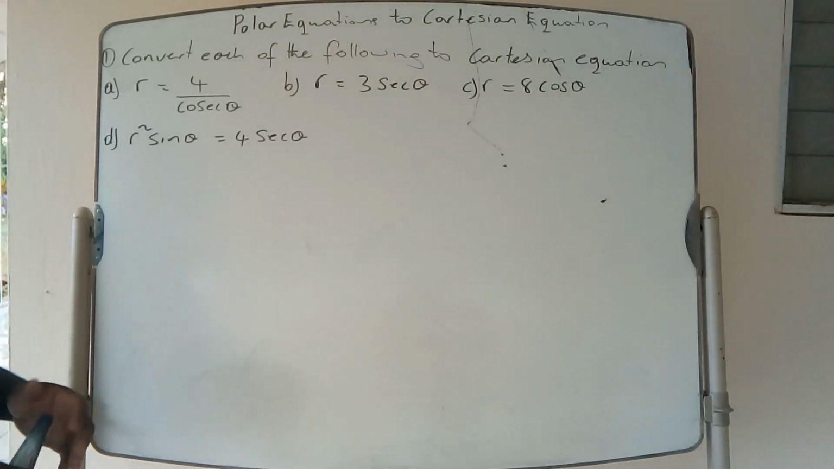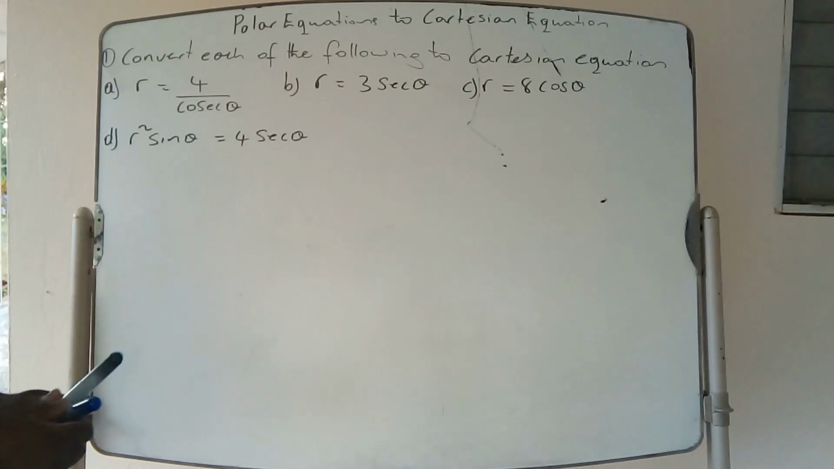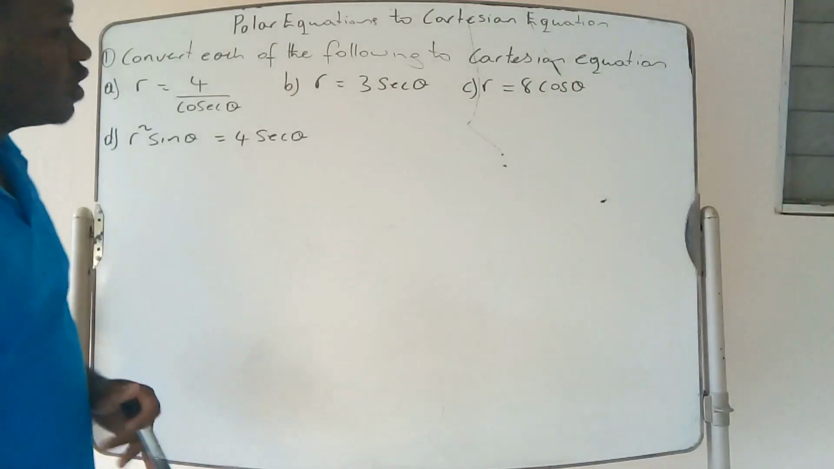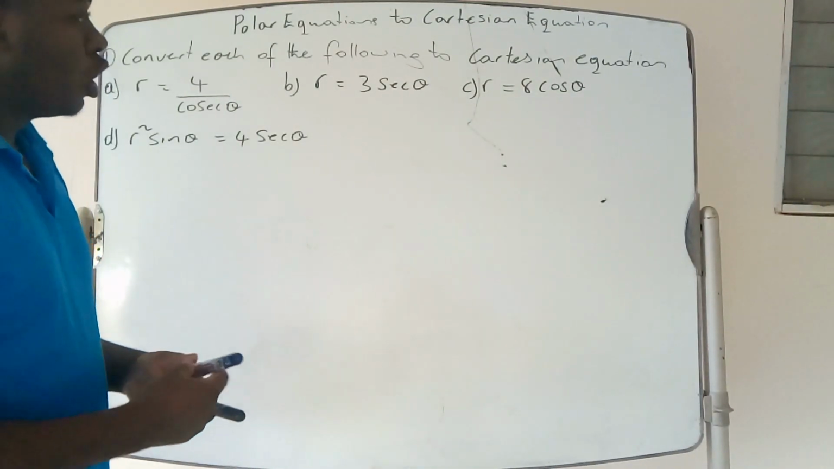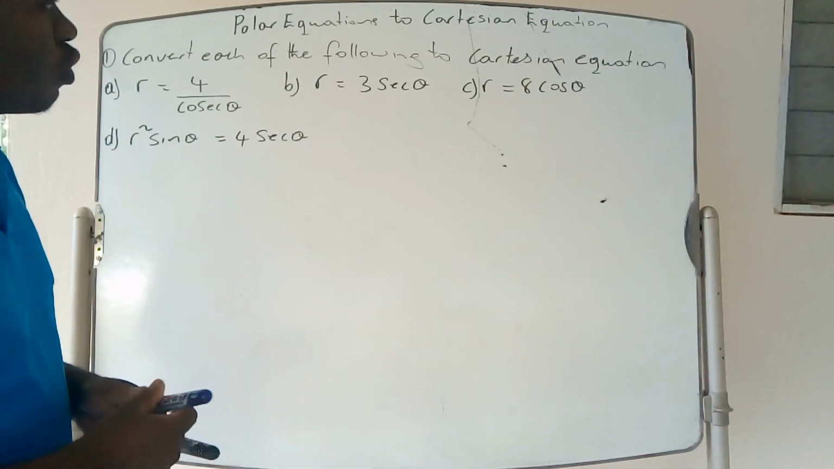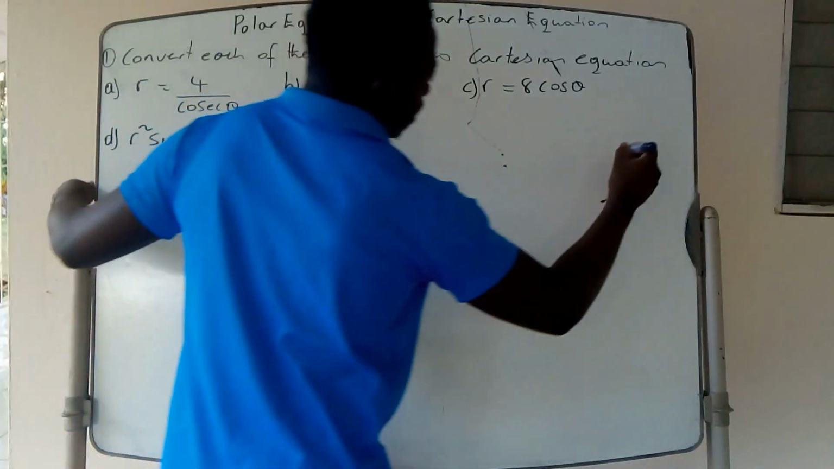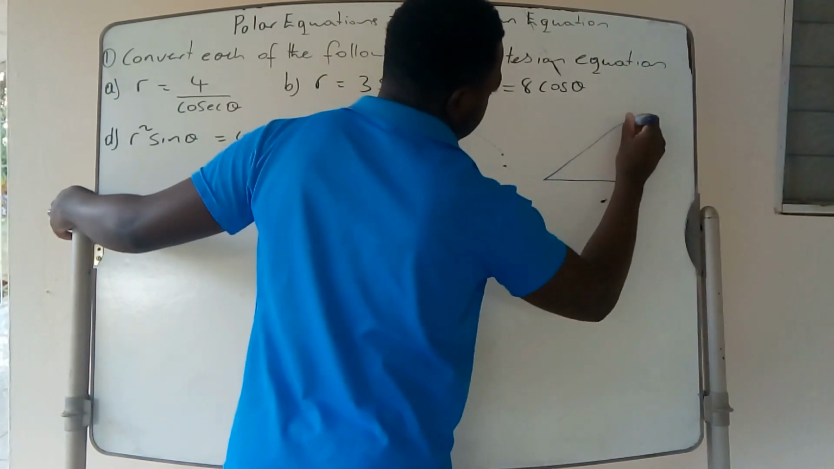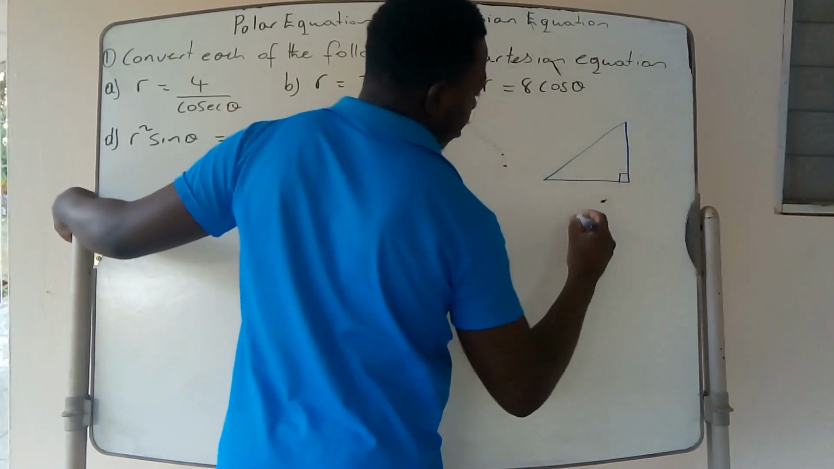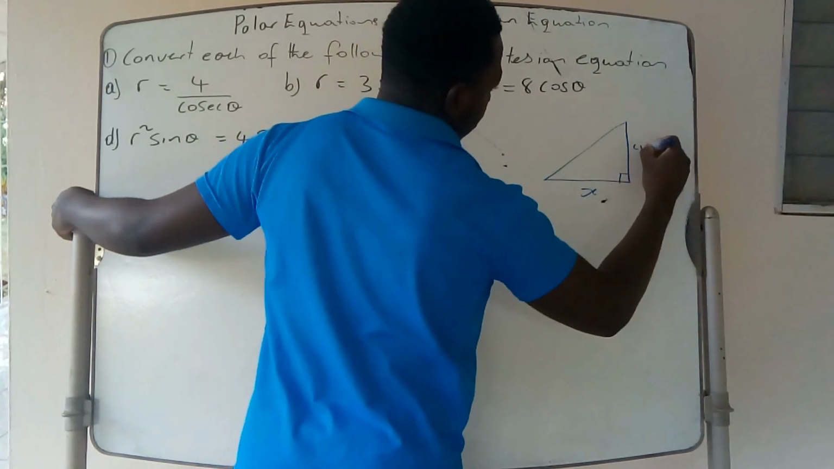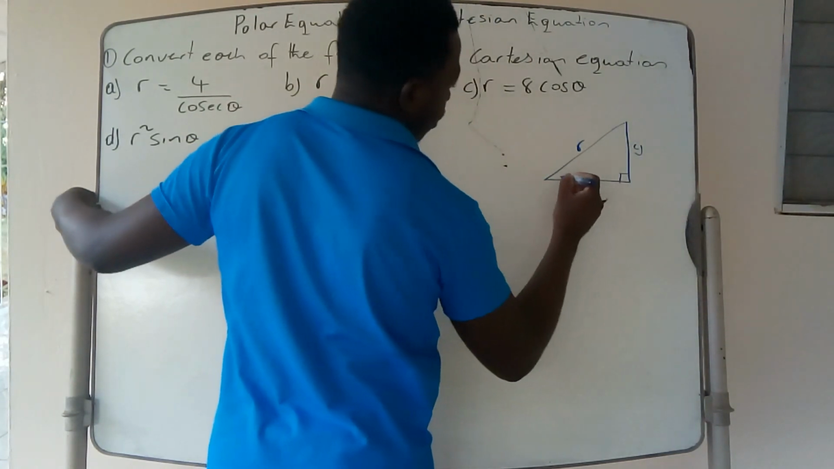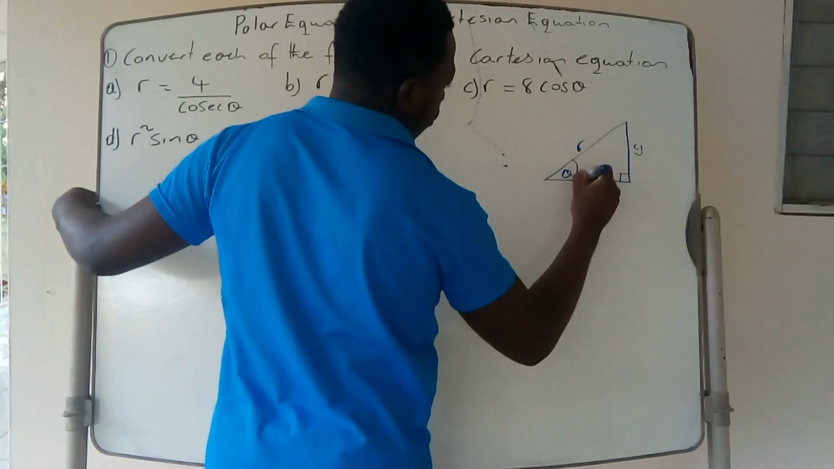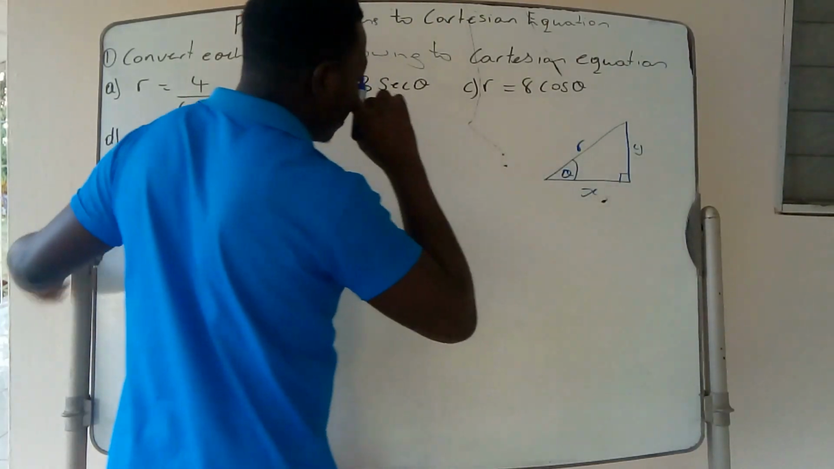Hello everyone, our focus for this video is converting polar equations to Cartesian equations, right? But before I solve these examples on the board, there's a few things that you need to remember. You need to remember this special right angle triangle, which I call the XYR triangle, where theta is opposite to y, right?